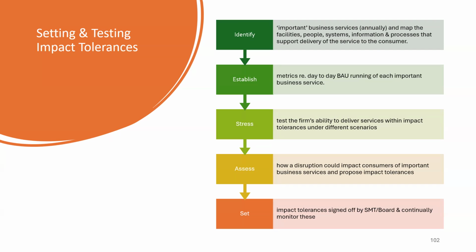And we'd then be required to map the facilities, the locations where these products or these services are delivered from. We'd need to identify and map the people, the systems, the information and processes that support the delivery of that mortgage service to the consumer. Then we establish metrics regarding the day-to-day business as usual running of each important business service. How frequently do we offer this service? Each of these important business services, how frequently do we offer these? What is the duration of the time that we spend with each consumer or customer when offering that service?